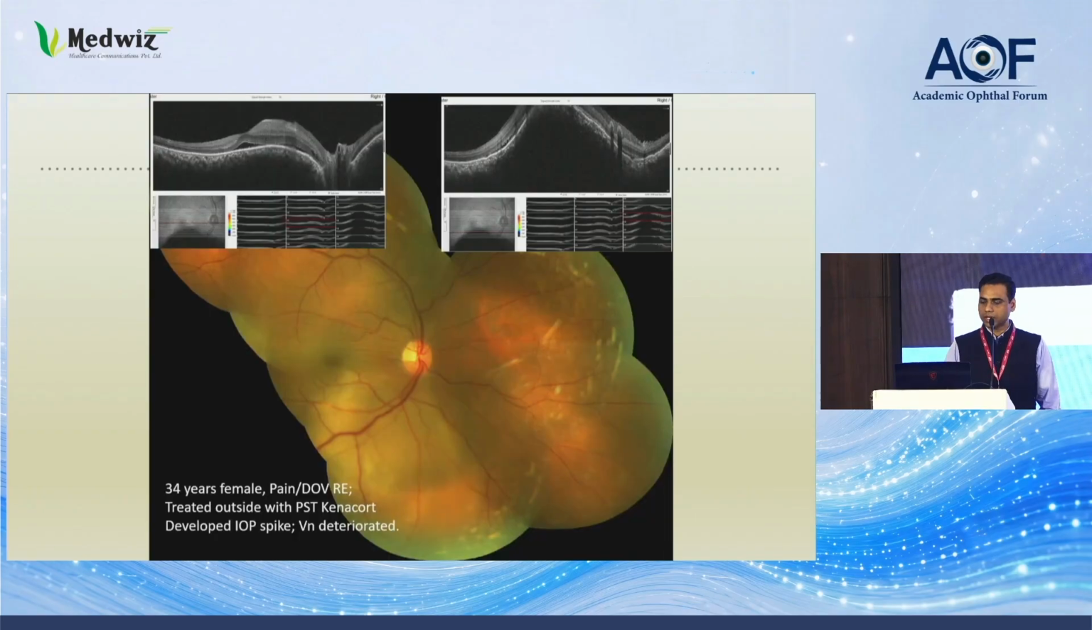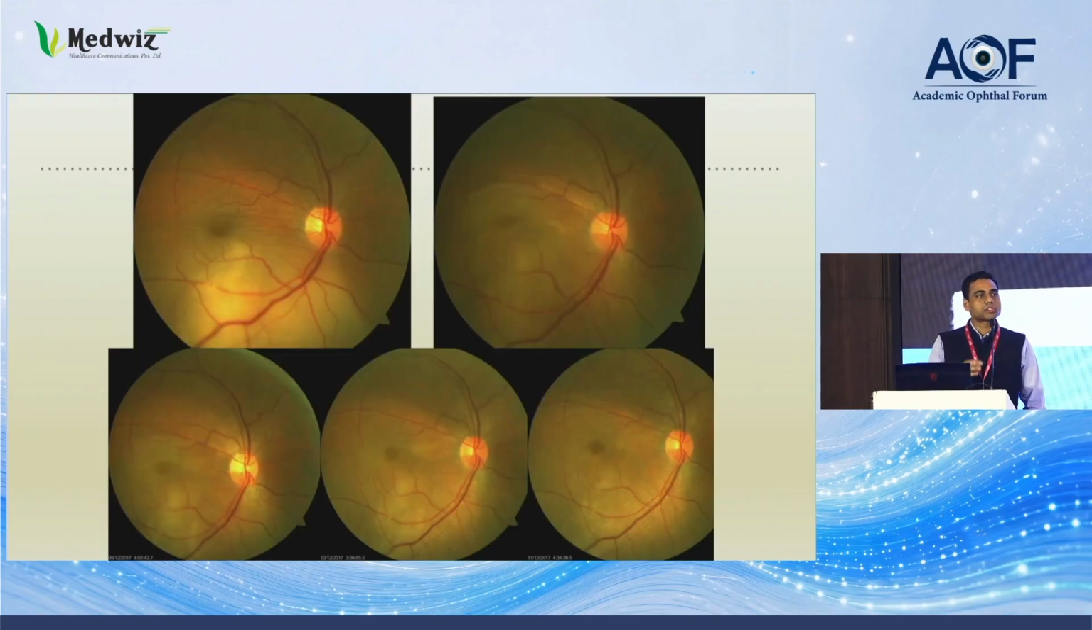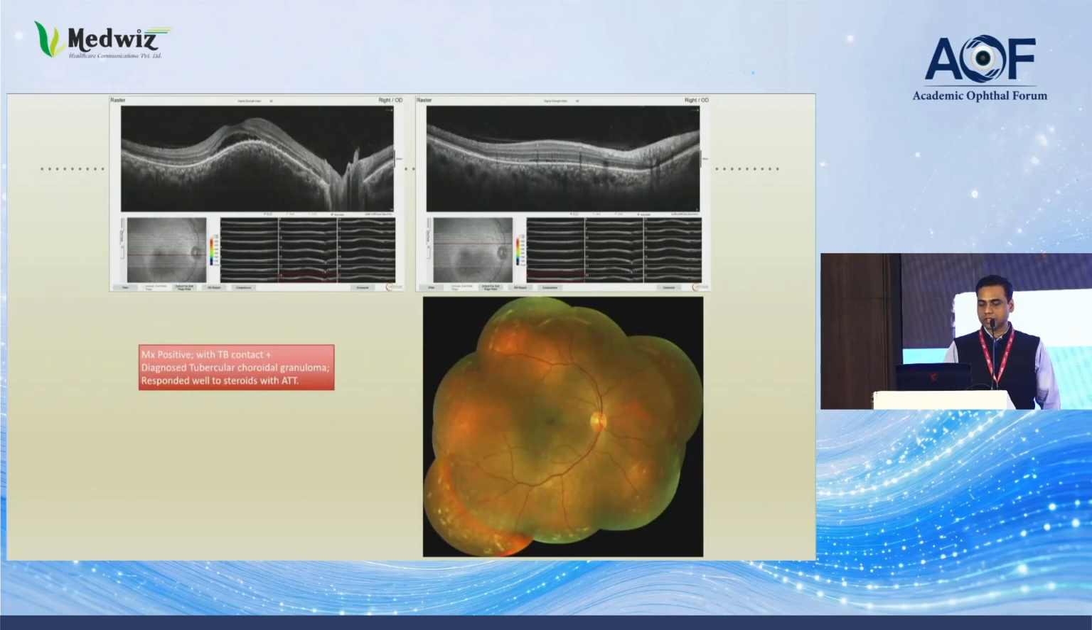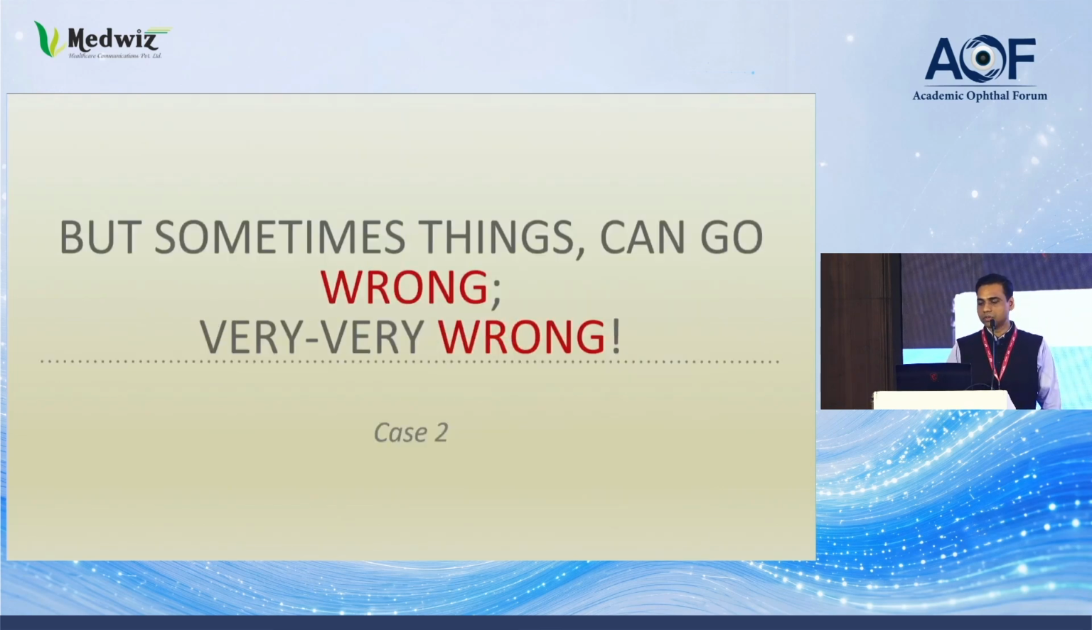And just go through quickly one case. This is a simple case of posterior tubercular granuloma. This patient was treated with simple PST Kenalog outside without any workup. She came to us because she had raised IOP. You can see the result with Mantoux positivity, TB contact positive. Patient was treated with ATT and did very, very well.